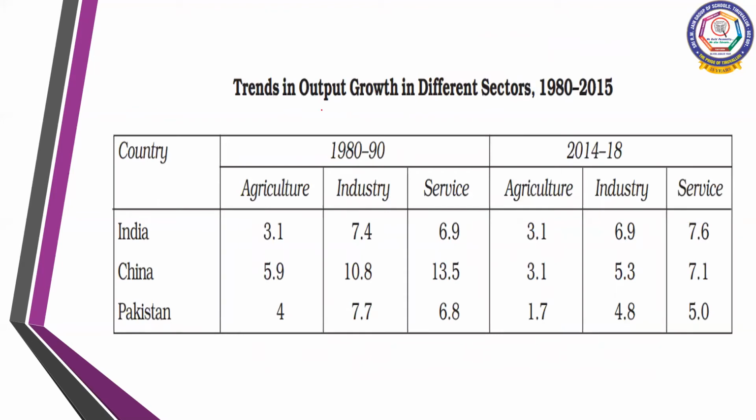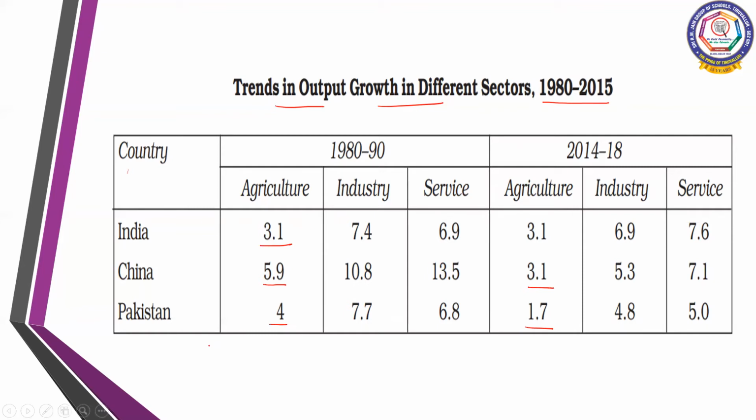Let us now look into the trends in output growth in different sectors between the years 1980 and 2015. The growth rate of agricultural production is the same in India over the 30 years, whereas it has declined in China and Pakistan. It is 3.1 in India, whereas in Pakistan and China, it has decreased from 5.9 to 3.1 in China and from 4 to 1.7 in Pakistan.